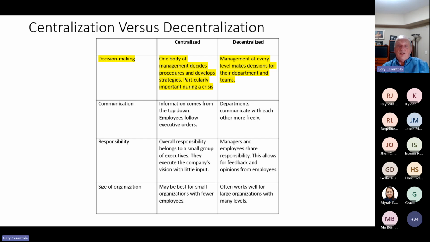So all of a sudden that's a crisis, and you'll see that the management structure will go to centralized operation. When things are going really well, and the market is there for the taking, chances are it'll be decentralized to give power to the factions that are in the markets that they're in, to be able to grow. So decision making is a big component. And again, importantly, if there's a crisis, chances are you're going to go back to a centralized approach.